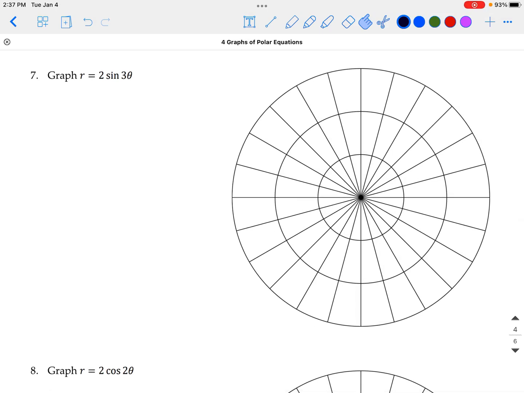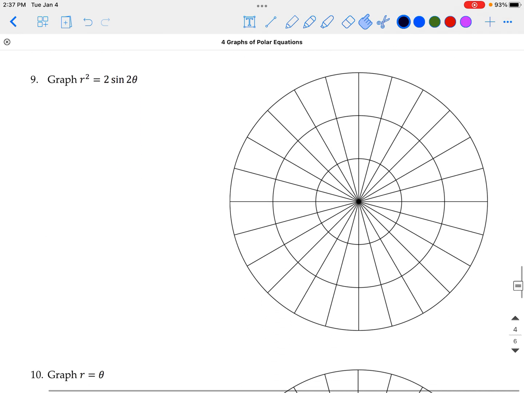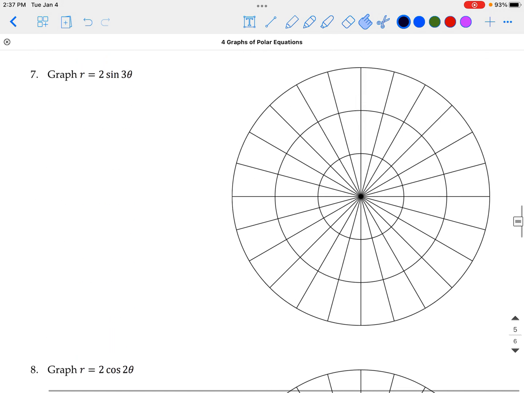Welcome back, everybody. So we're going to be looking at equations 7, 8, and 9 here, which are going to form the last two groupings of graphs that we look at, and then we'll look at one particular other one that'll be kind of interesting called the Archimedean spiral.